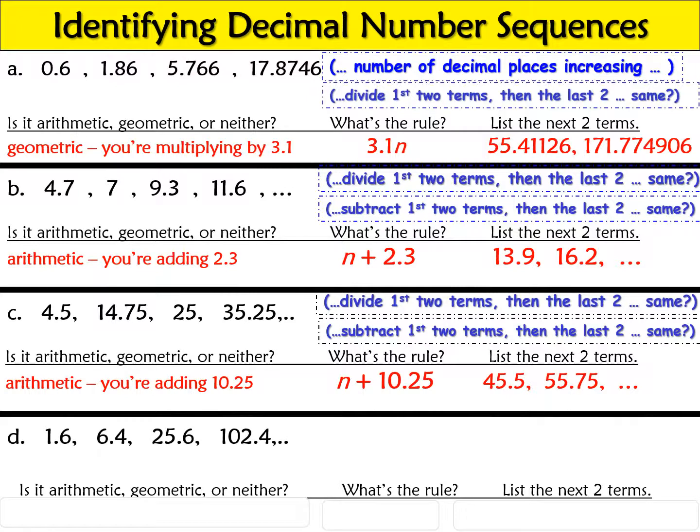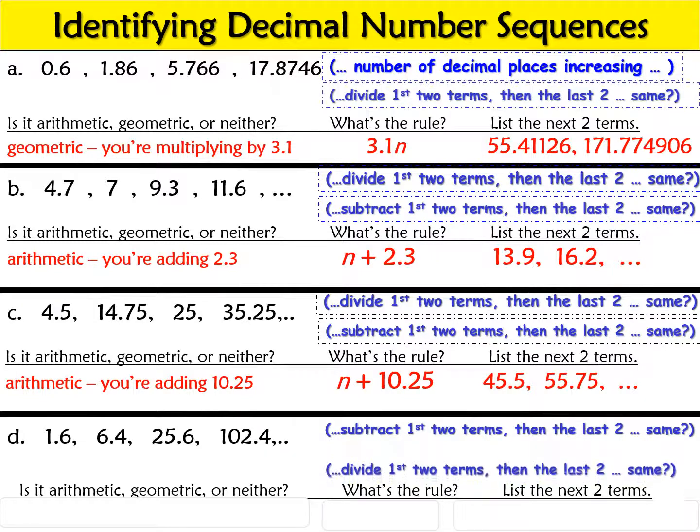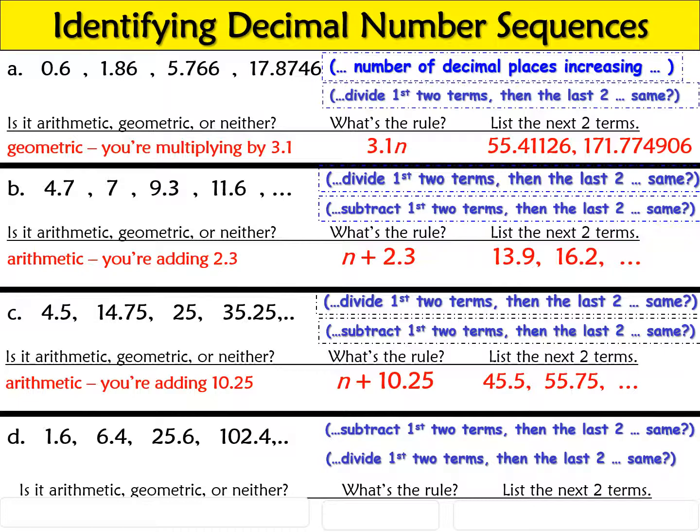Last one. First things first, actually let's test to see if it's arithmetic this time. So we're going to subtract going backwards, and in fact you're going to find that you don't get the same difference every time, so arithmetic's out. So let's test to see if it's a geometric sequence by dividing backwards, and in fact the quotient you would get each time is 4, meaning we're multiplying by 4 to move forward, meaning it's a geometric sequence.